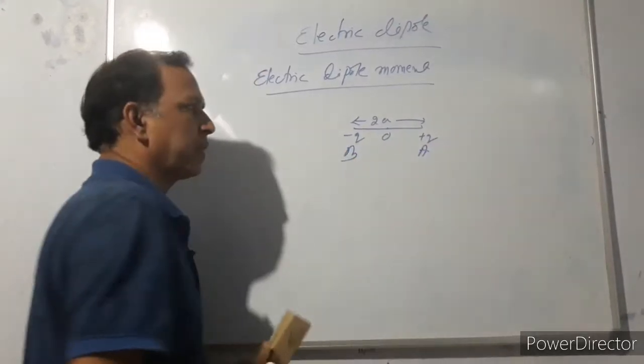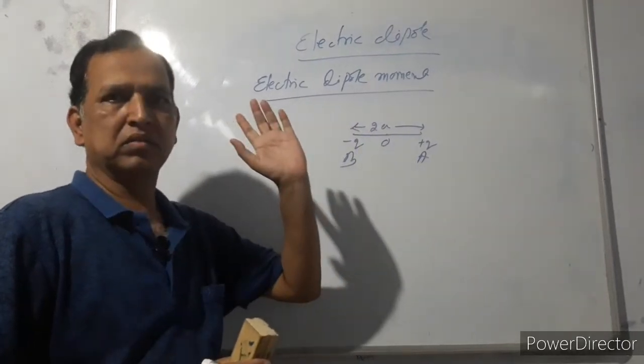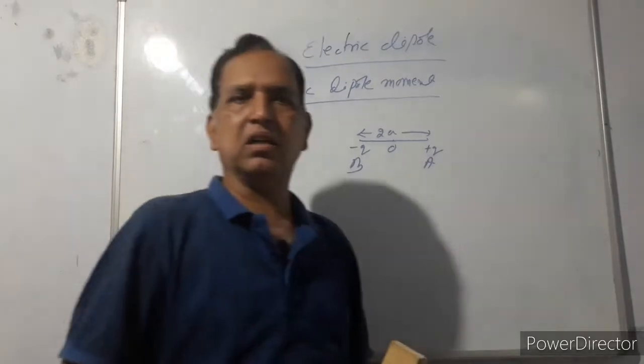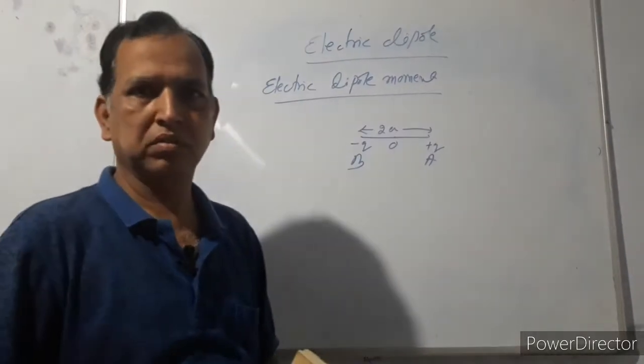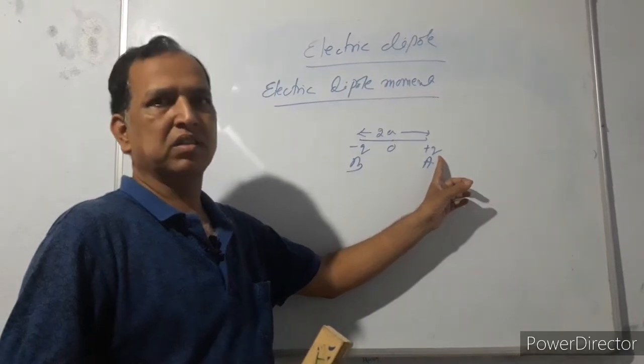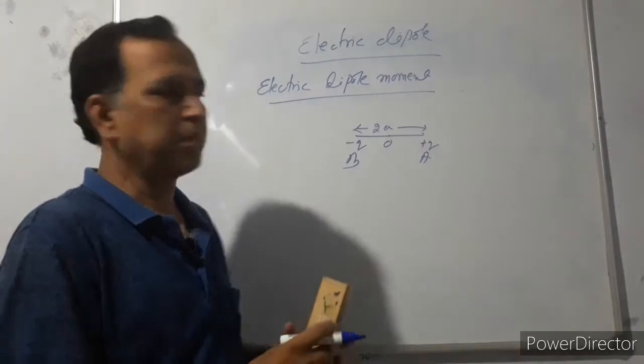AB is the dipole, charge is q, distance is 2a. So, what is the dipole moment? It is the product of the magnitude of charge and the distance between them.